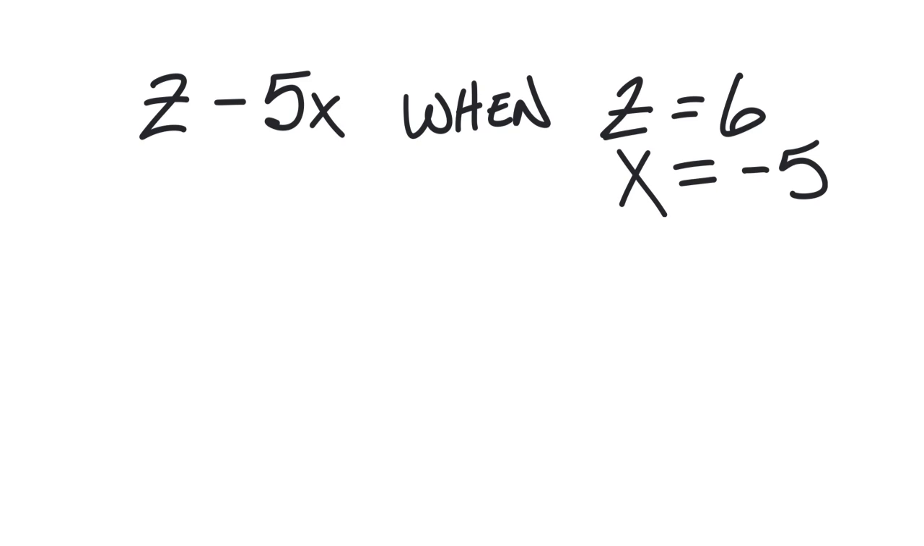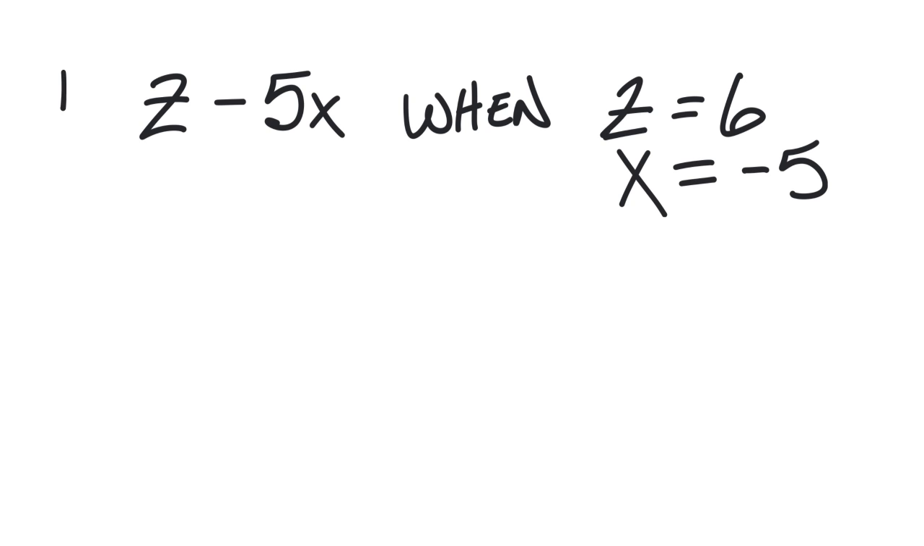So here's an expression. Normally we'll say evaluate or simplify, but we have the expression z minus 5x, and we want to find its value when z equals 6 and x equals negative 5. You just have to believe me that when you write this down, you will stop making as many silly mistakes. So let's get this started.